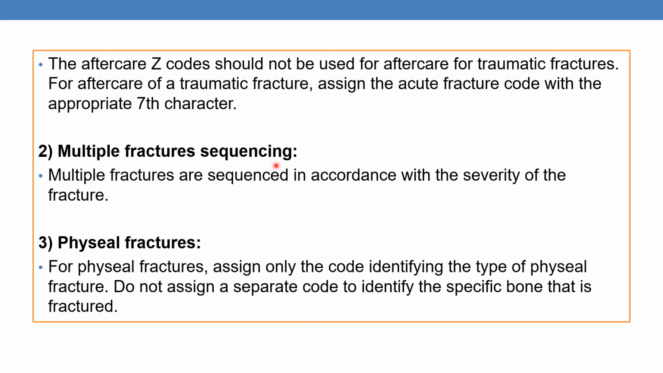Multiple fractures are sequenced according to the severity of the fracture. The most severe fracture is sequenced first, followed by the less severe fracture. Coming to physeal fractures, here we will discuss physeal fractures in detail. For physeal fractures, assign only the codes identifying the type of physeal fracture. Do not assign a separate code to identify the specific bone that is fractured. You have specific codes for physeal fractures. Whenever coding a physeal fracture, you need to use those codes only, not other codes. Now let us discuss physeal fractures.